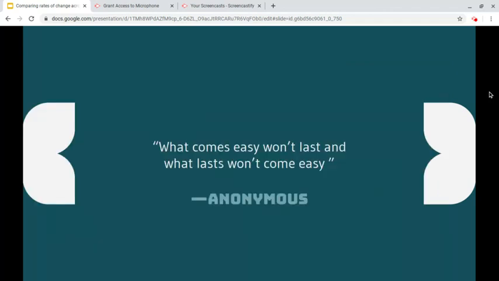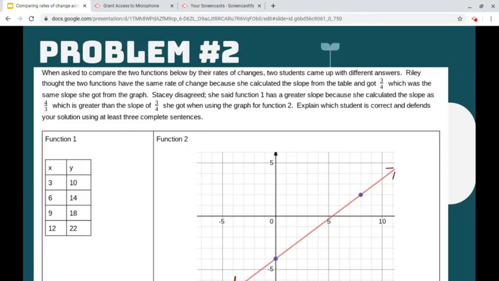Explain which student is correct and defend your solution using at least 3 complete sentences. So in this problem, I'm looking for you to decide which student is correct and give a backup. Why did you choose that student? And you might even want to explain what the other student did wrong. And please do that in at least 3 complete sentences.